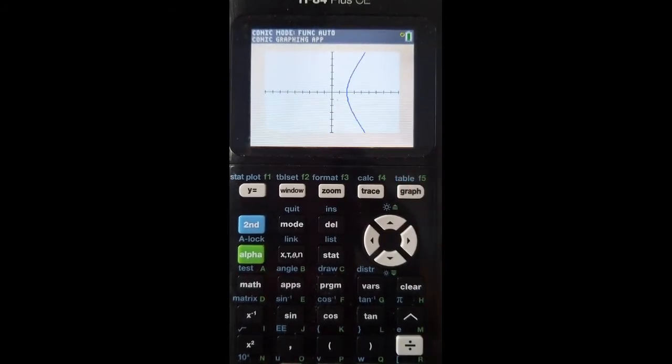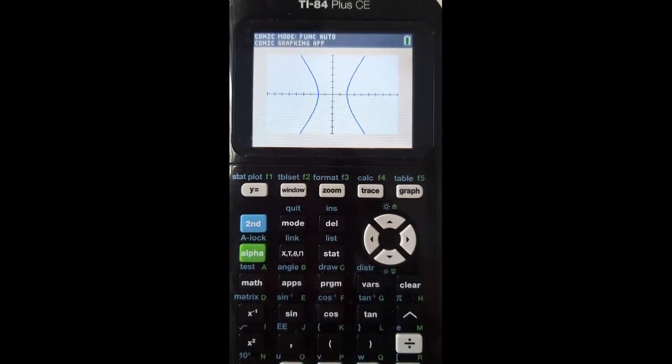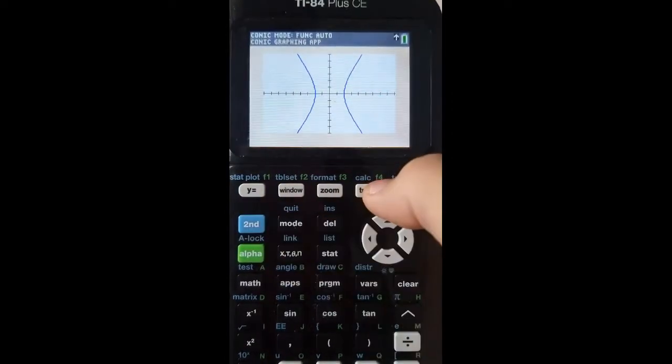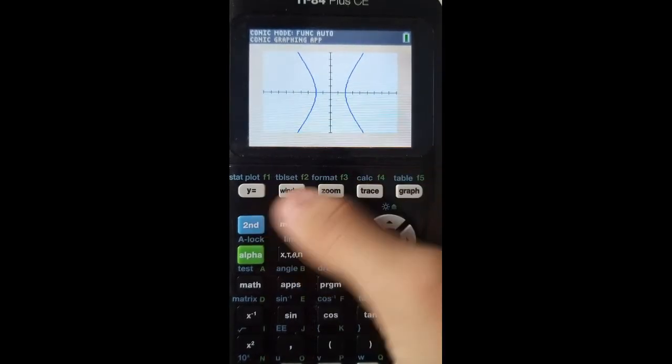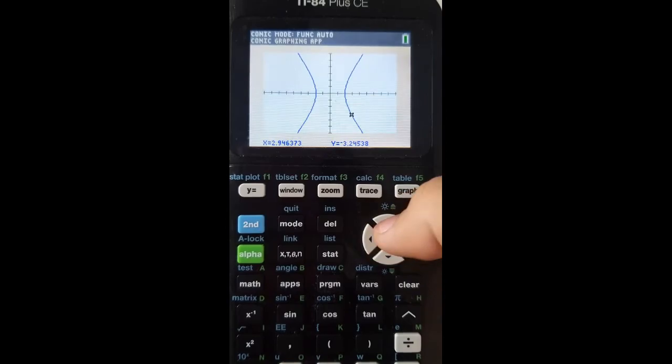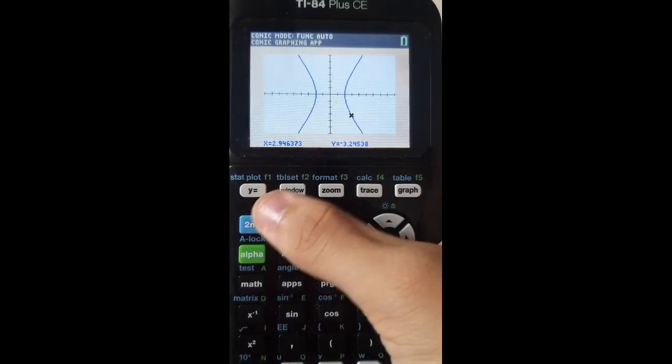This time around is kind of weird, because your GC is able to sketch the intersection point and there are no gaps here. One problem though is that you cannot do anything else. You can't do calculate, you can only do trace. So that is one downside for the conic graphs, which is not really a big deal.